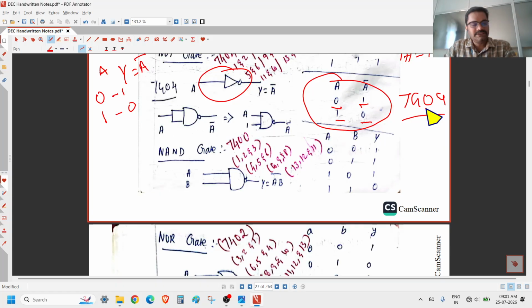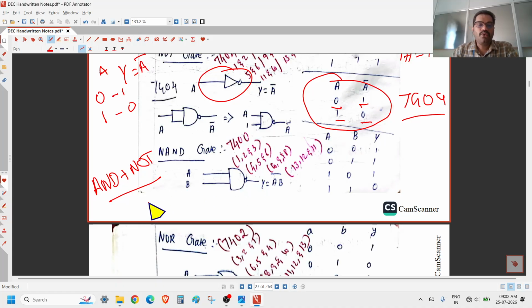The next gate is the NAND gate. Actually, it is the combination of AND plus NOT gate. You can see the AND gate structure will be there, and from the NOT gate there will be a bubble, so that bubble will be there here, right? That means it will perform the opposite operation of the AND gate. That is y is equal to a into b the whole bar. That is the operation of the NAND gate.